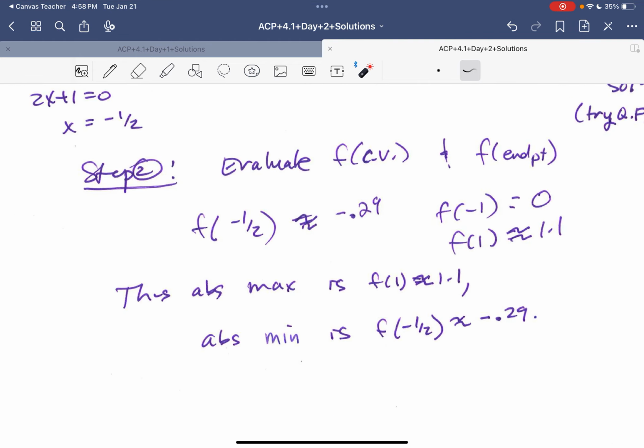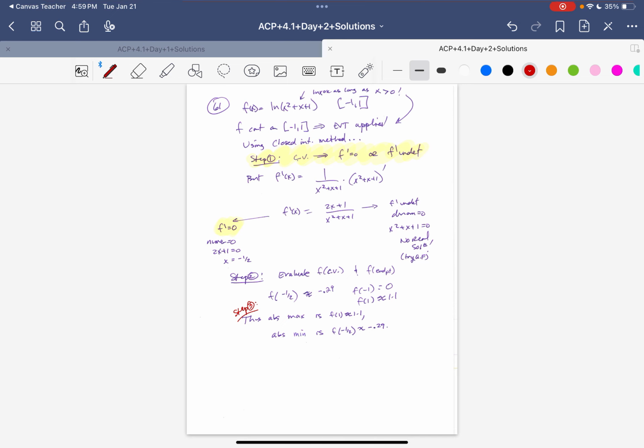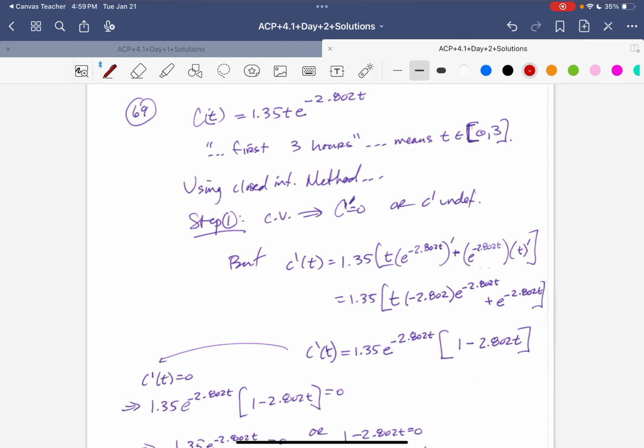So now I just evaluate f of the critical value. I get negative 0.29. F of the endpoints, I get 0 and 1.1. Thus, from step number 3, the absolute max is f of 1, which is 1.1, and the absolute min is f of negative 1/2, which is about negative 0.29.